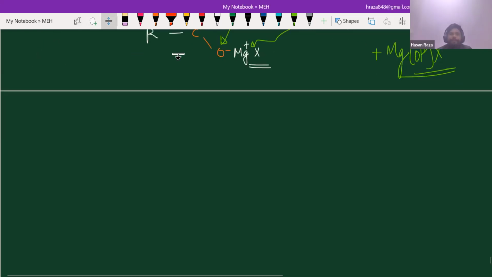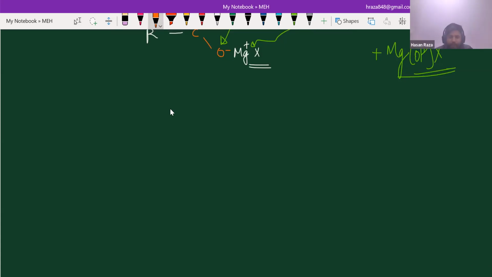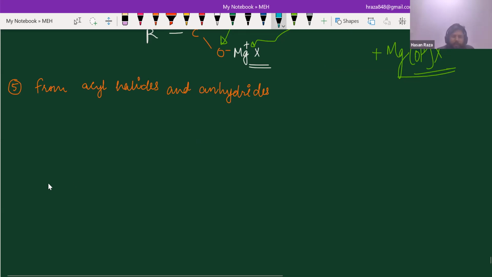We did the preparation of carboxylic acid from Grignard reagent, right? So we completed that, and now we have two more methods of preparation. The first is from acyl chloride, acyl halides, or acyl chloride you can say, and anhydrides. They are functional group, acyl anhydrides. Now see how we are going to prepare.